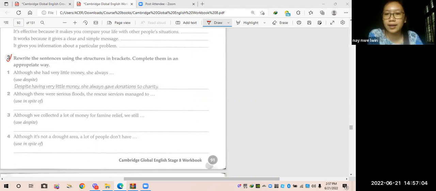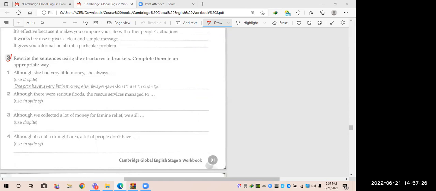Okay, Hazel, actually you have to follow only noun phrase, pronoun and ing form behind despite and in spite of. You can't follow the full sentence behind them. So the answer will be in spite of serious floods, or for number 3, despite collecting a lot of money for famine relief. So is that okay? Okay. So how about Santuhan?